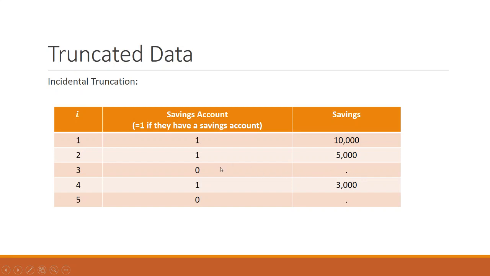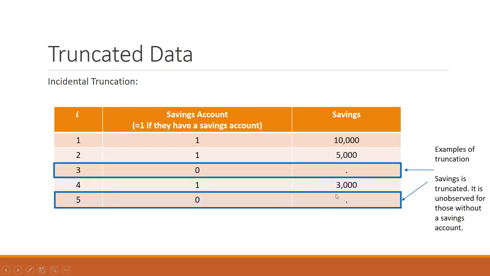All right. This person does have a savings account, and then we observe the amount of savings they had. This person does not have a savings account. It's empty. We're missing the data. We do not observe their savings. So we do not observe savings for people that do not have a savings account.